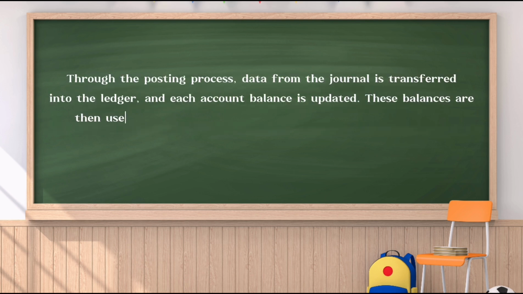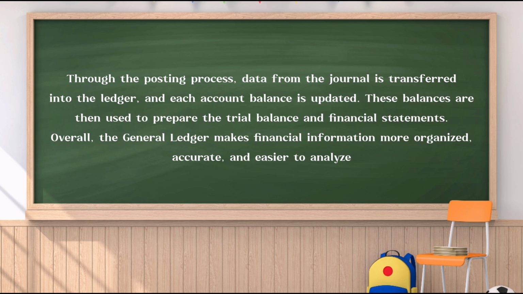Through the posting process, data from the journal is transferred into the ledger and each account balance is updated. These balances are then used to prepare the trial balance and financial statements. Overall, the general ledger makes financial information more organized, accurate, and easier to analyze.